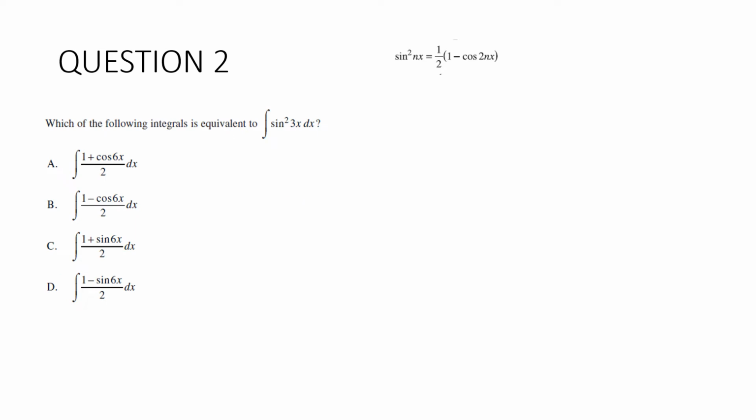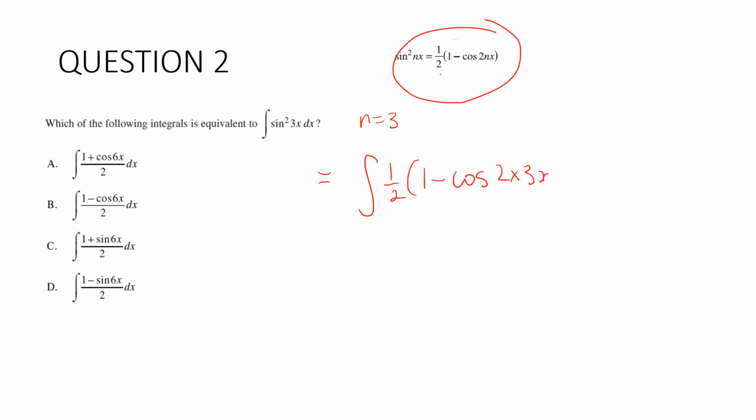Question 2. Which of the following integrals is equivalent to the integral of sine squared 3x dx? We're going to use this formula off the reference sheet. So n is equal to 3, so it's equivalent to a half, 1 minus cos 2 times 3x dx, which is 6. So what have we got there? 1 minus cos 6x on 2. Which one is that? That is B.